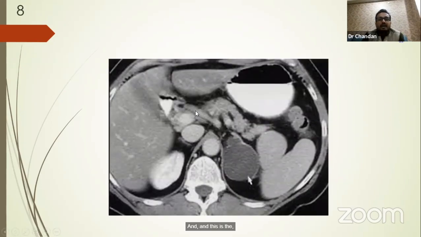And this is the axial contrast enhanced CT abdomen showing a well defined rounded lesion seen in the left adrenal gland, which appears slightly lobulated, and the margin is slightly enhancing with a thin wall, and it appears as a fluid attenuating area. So the diagnosis is adrenal cyst.